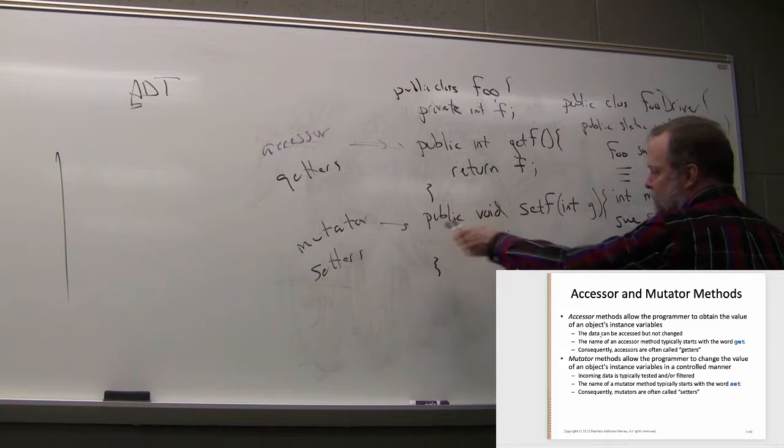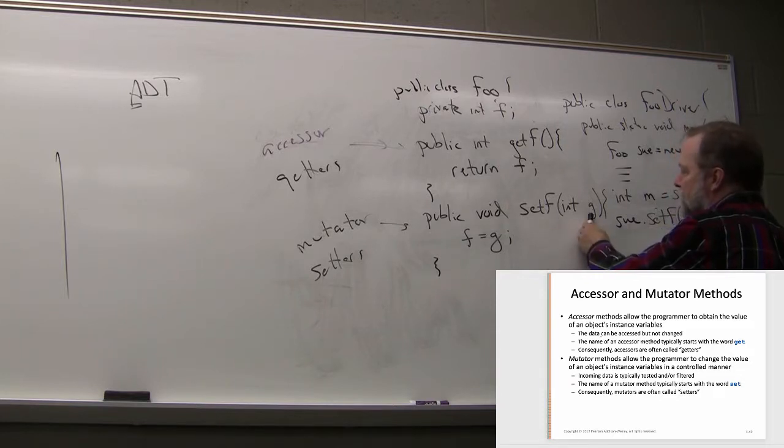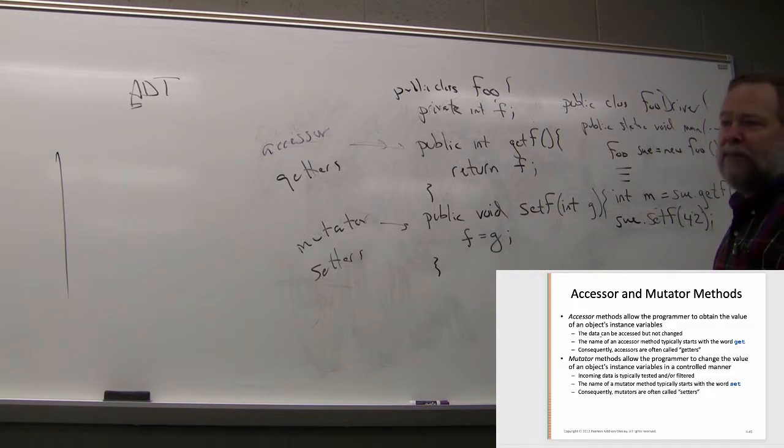Same thing over here. The names of the mutators are always set, followed by the name of the instance variable. Again, follow the normal capitalization. And then you're going to take a parameter, which is the same type as your instance variable's type, so you can map them in directly. So that's getters and setters.